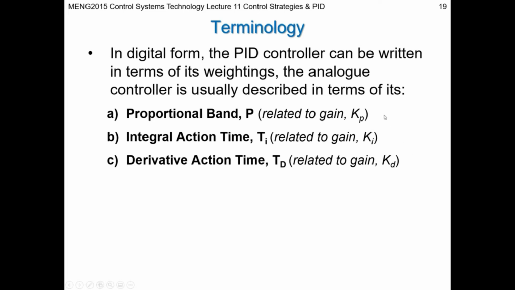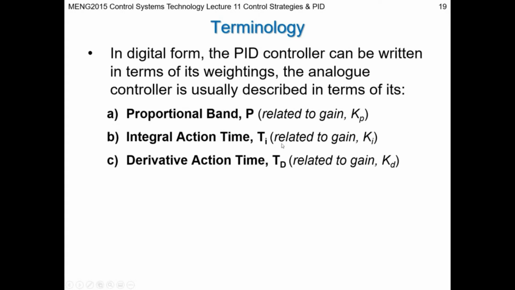So a digital controller generally would have Kp, Ki, Kd, but for analog control, which is still a fair bit of analog control historically in industry, they would use these bands: your P, your integral action time Ti, and your derivative action time Td.